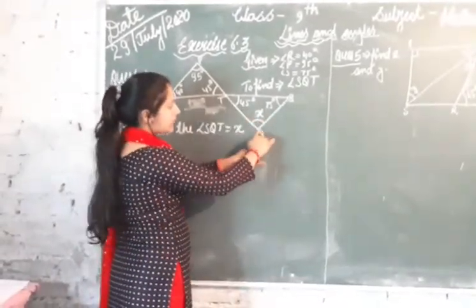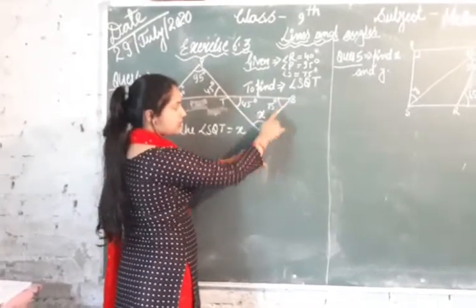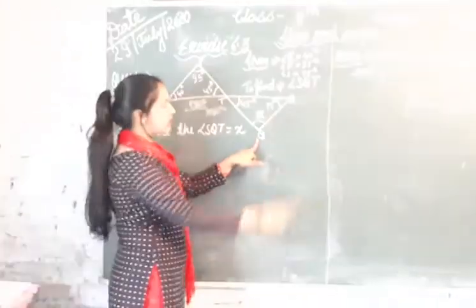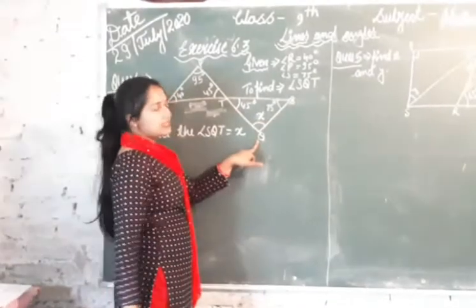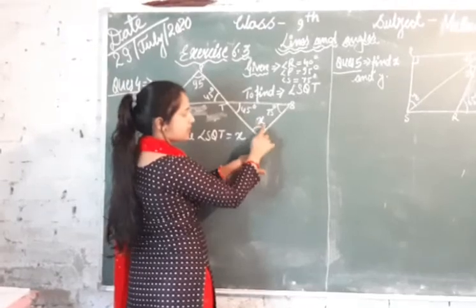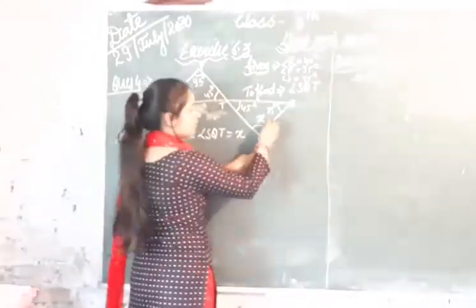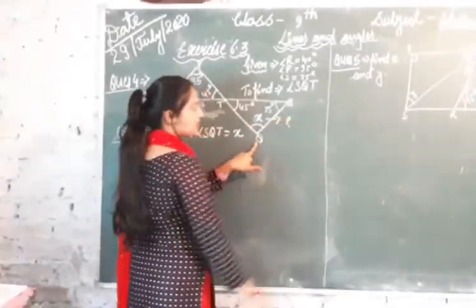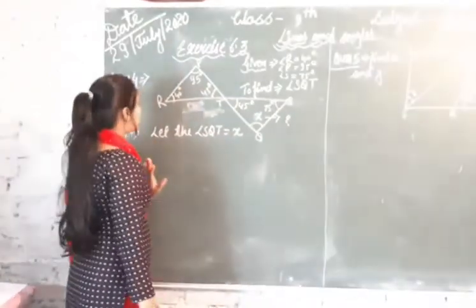Again see, this SQT is again a triangle. So again we can apply here the angle sum property of a triangle. So 75 plus 45 plus x should be equal to 180 degree, and by this we can find the value of x. Now how will you write it?